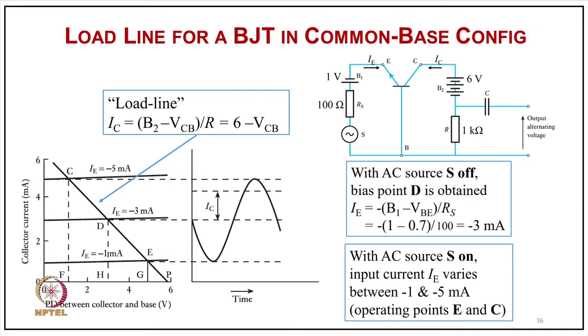So, it will be minus 1, because 1 volt is shown here, minus 0.7, that is your VBE voltage, divided by 100. So, it becomes minus 3 milliampere. And with the AC source on, the input current varies between minus 1 to minus 0.5, and it will be increasing and decreasing in this manner. If you go from this point to this point, it will be moving from here and coming back, and on this side it will go up and come back in this manner.